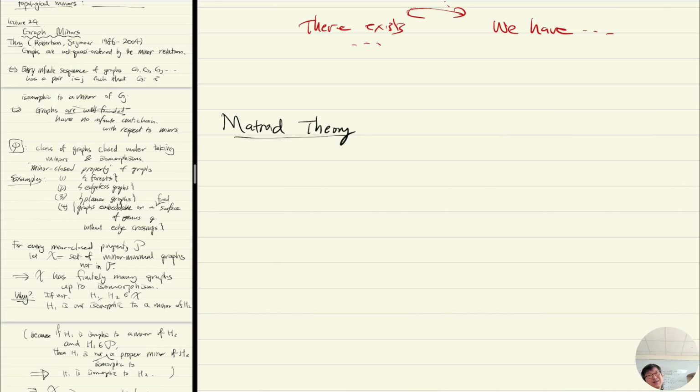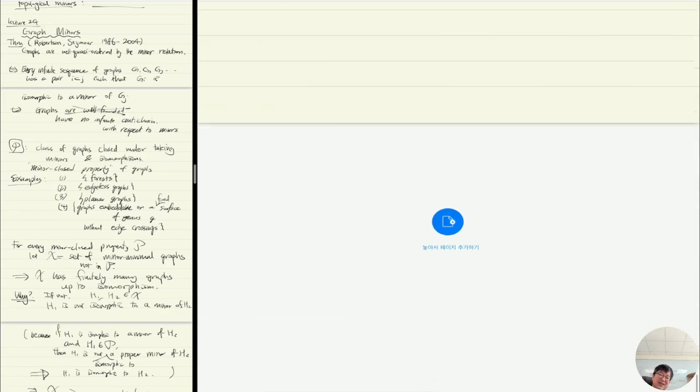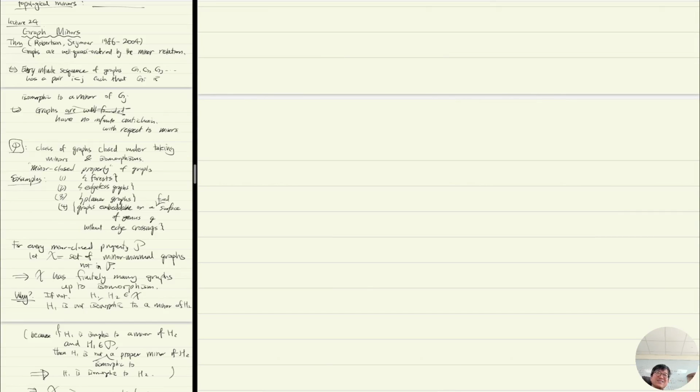Now, there are proofs using only graph theory, but once you see the proof in matroid theory, it will be a lot easier as soon as you see the matroid theory. So that's the plan for the remainder of this course. So, new chapter: matroid theory.